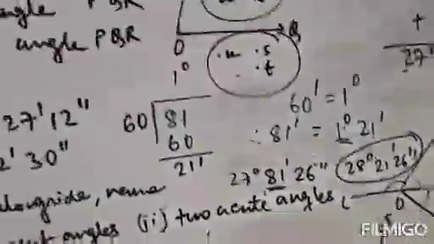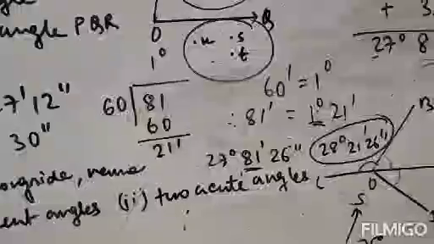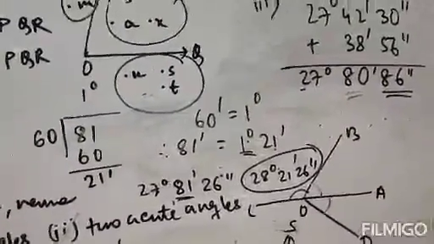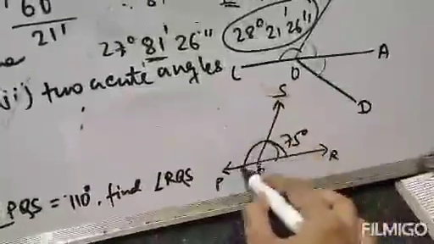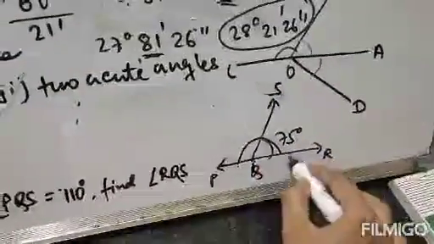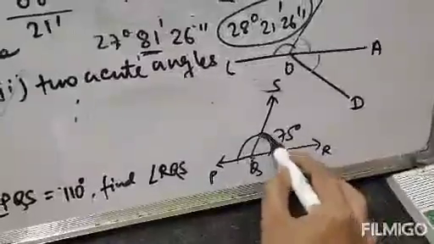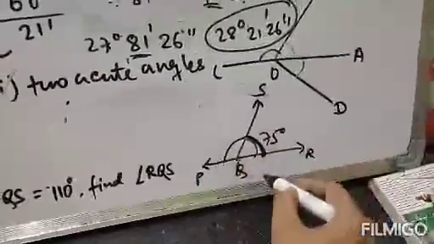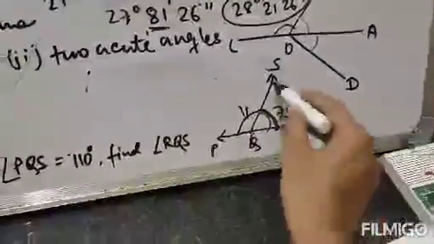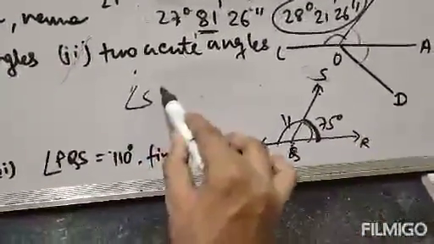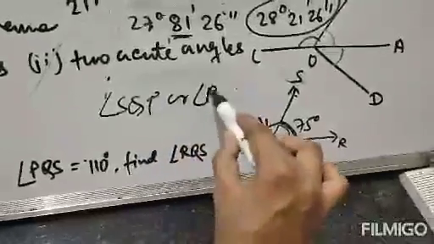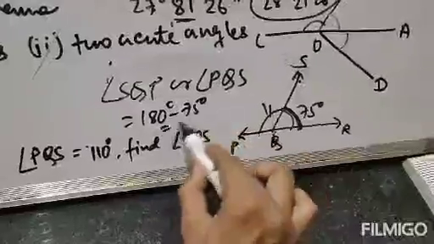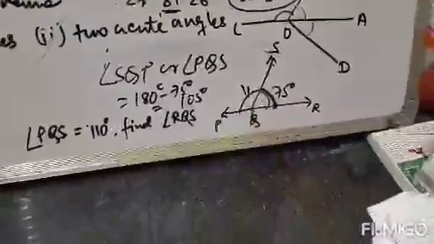We have studied in classification of angles that there is an angle named straight angle, which is equal to 180 degree. So this total angle is 180 degree and only this part is given as 75 degree. If we subtract 75 degree from 180 degree, we will get this part, that is angle PQS. So angle PQS will be equal to 180 degree minus 75 degree. That means it will be 105 degree.